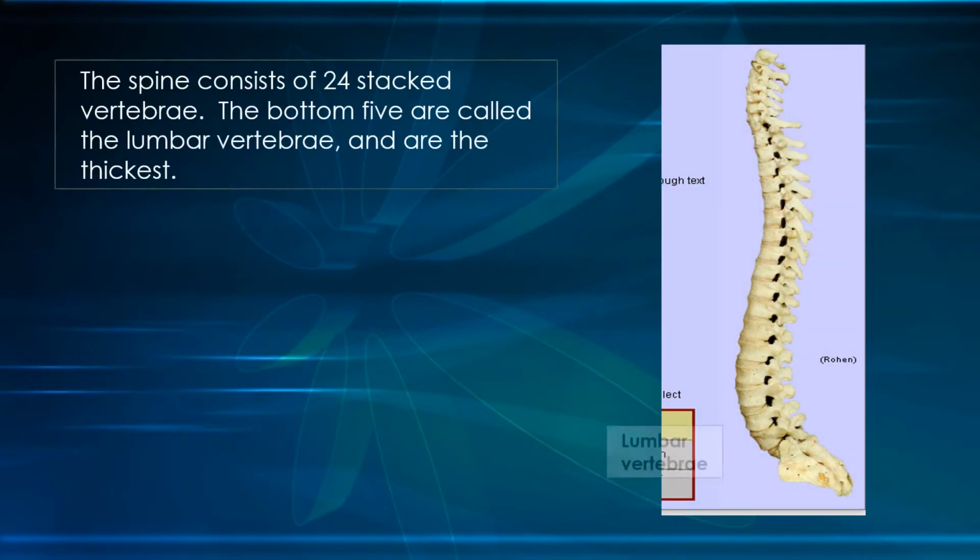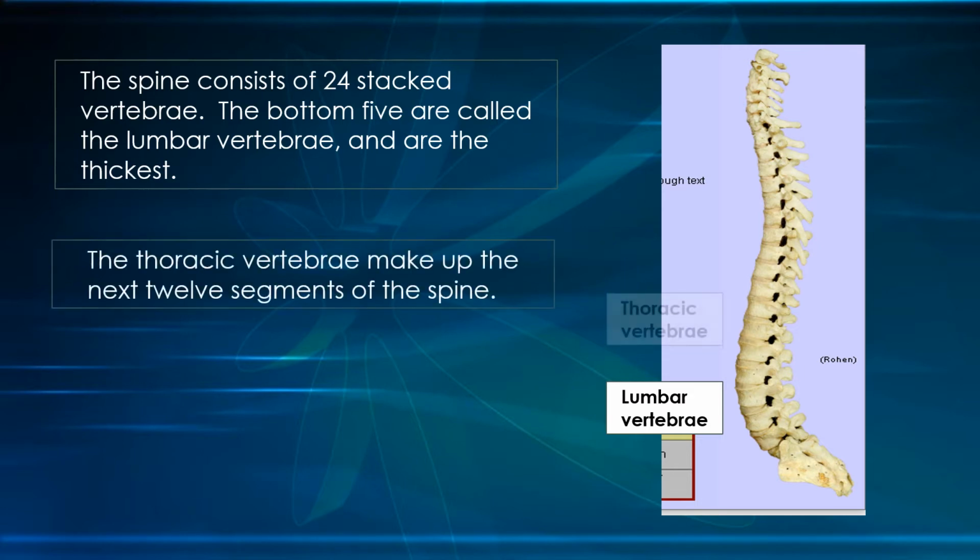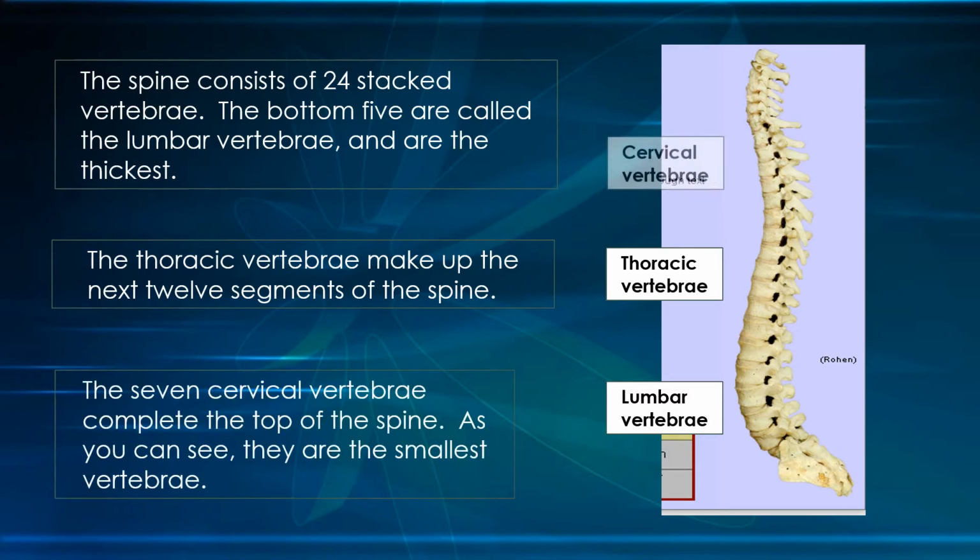The spine consists of 24 stacked vertebrae. The bottom 5 are called the lumbar vertebrae and are the thickest. The thoracic vertebrae make up the next 12 segments of the spine. The 7 cervical vertebrae complete the top of the spine. As you can see, they are the smallest vertebrae.